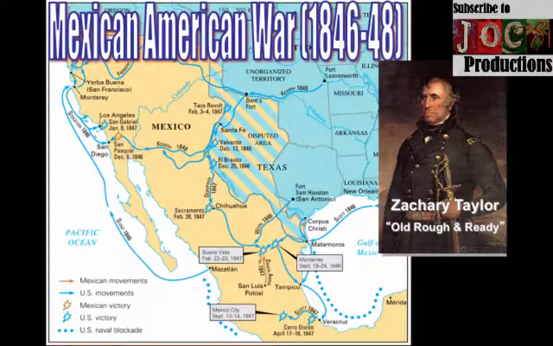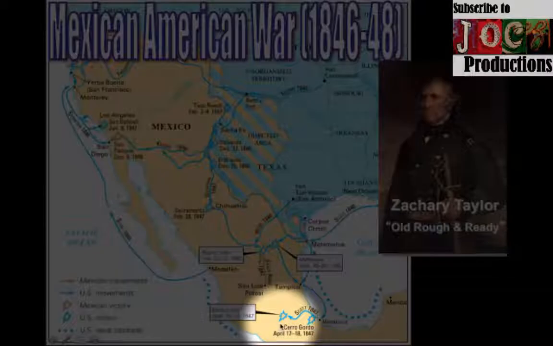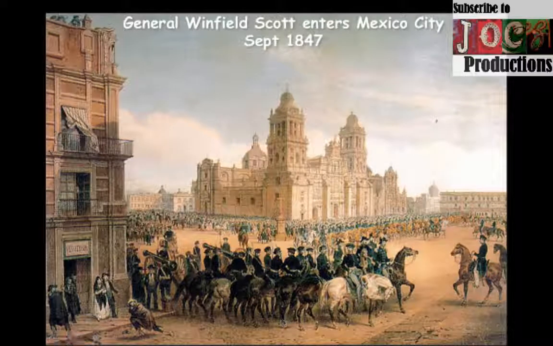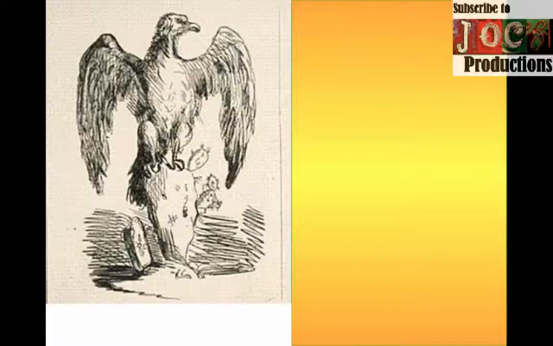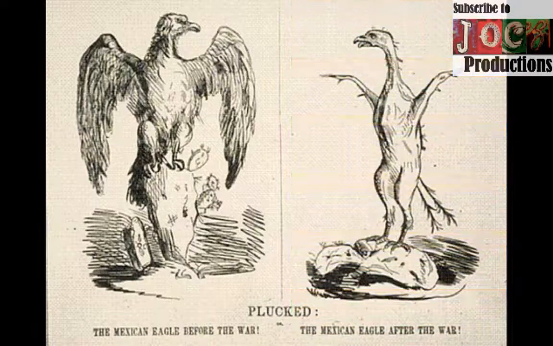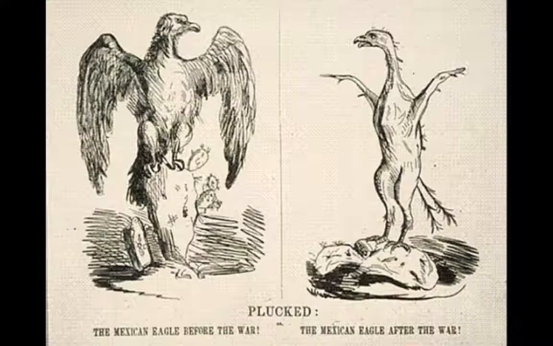In fact, it gets so bad that the United States invades all the way deep into the heart of Mexico. They take Mexico City. It's September of 1847. General Winfield Scott enters with his American forces in the capital of Mexico. And it is really, really bad. In fact, one political cartoon shows the Mexican eagle before the war and the Mexican eagle after the war. And it's a rout.